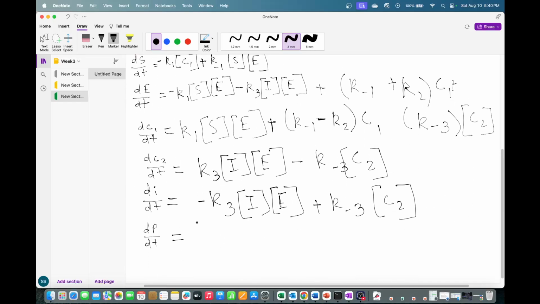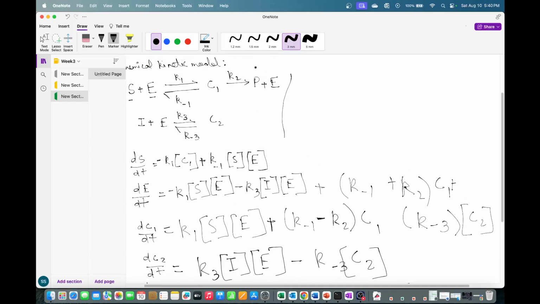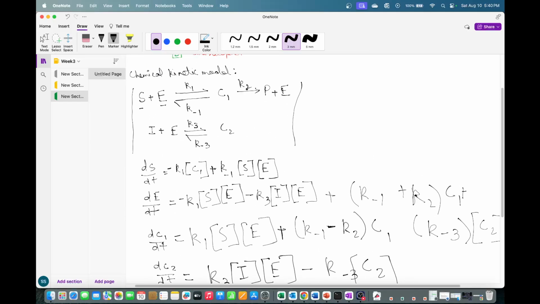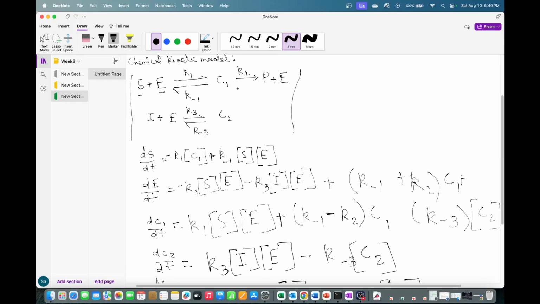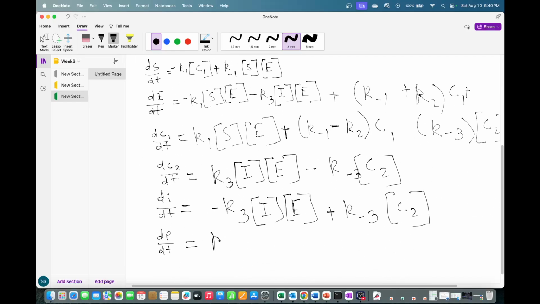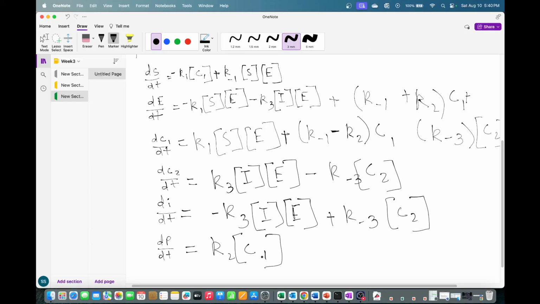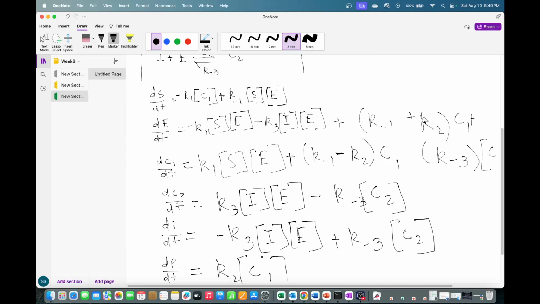Now the final dP dt, it is dependent on C1. It is not dependent on SE or anything. It is dependent on C1. So dP dt is positive K2 into C1. Right? So many equations, so many terms written. I'll just tell you how we solve this. So you have how many equations? You have 1, 2, 3, 4, 5, 6 equations for 6 different elements in the system.